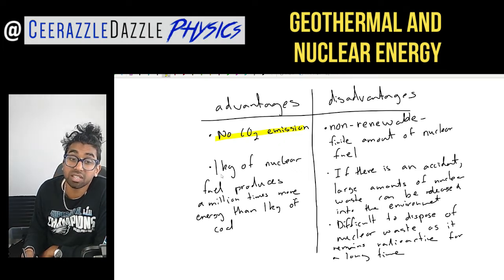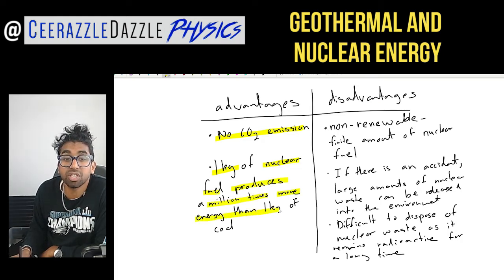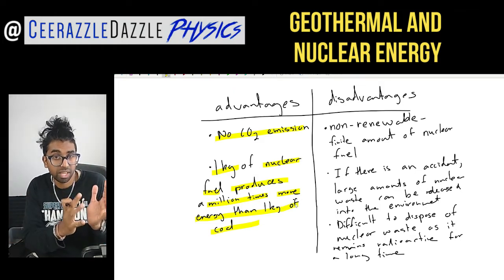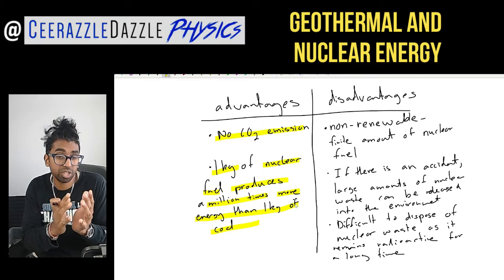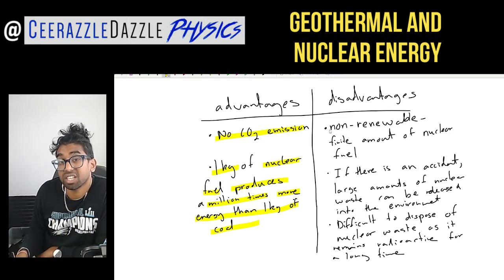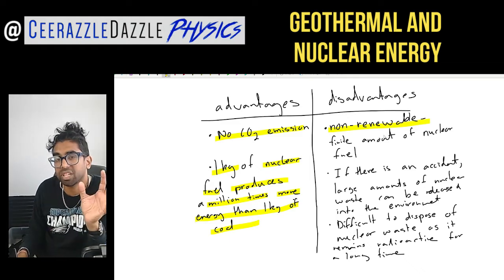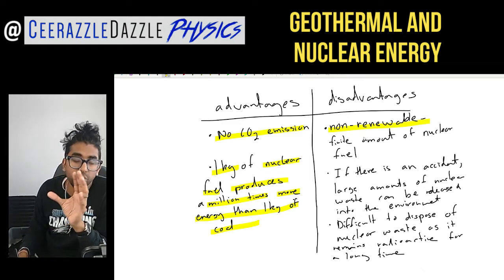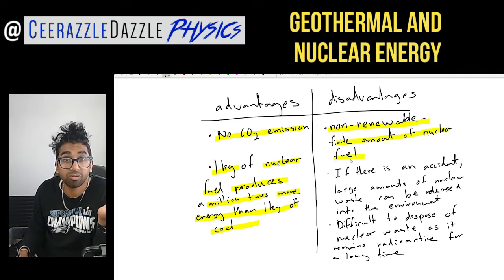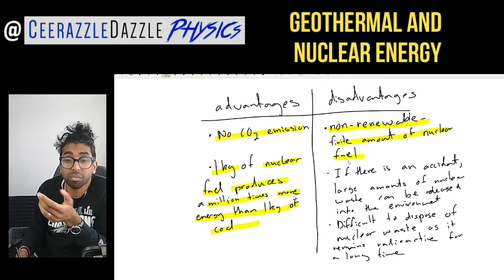Second advantage is, if I gave you 1 kilogram of nuclear fuel, it produces 1,000,000 times more energy than 1 kilogram of coal. That's the second advantage. Disadvantage is it's non-renewable. A lot of people think it's renewable. No, it's not. It's non-renewable because you only have a certain amount of nuclear fuel available. So there's a finite amount of the nuclear fuel available, and the nuclear fuels are uranium and plutonium.